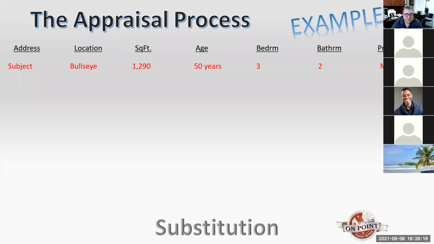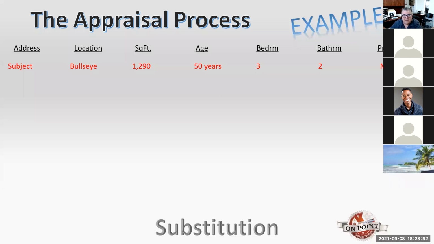So our subject property is 1290 square feet. It's 50 years old, 3 bedrooms and 2 bathrooms. What I want you guys to tell me, as I start putting up the criteria, is what this property's worth. And then I'm going to show you guys what normally happens with real estate agents versus appraisers. And this is why I really like this slide, because it's really cool to watch this happen.